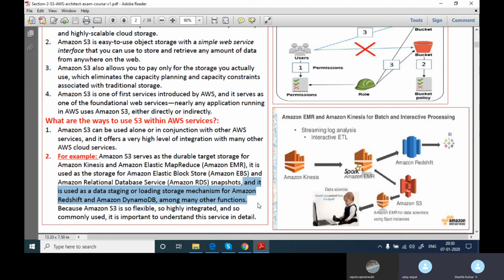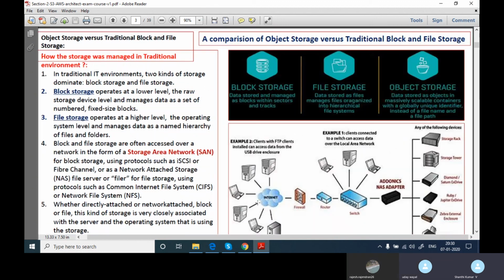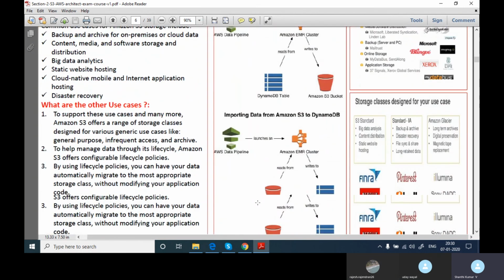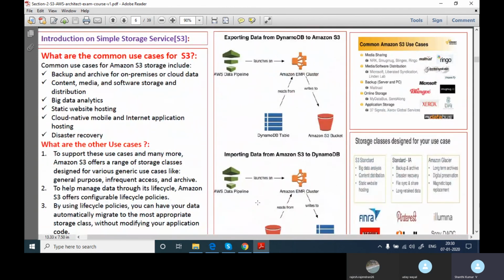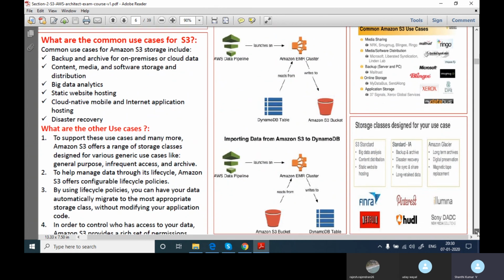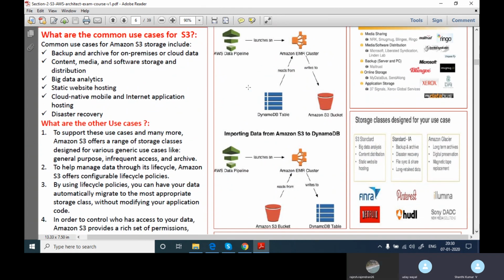You read this highlighted sentence. It is used as a data staging, or to load data from the database into S3 storage. That's where, in the scenario I have given here, many people talk blindly without knowing the concepts. That is the gap in cloud technology. You see here what the scenarios are: one is reading the data and writing to the S3 bucket as a snapshot.